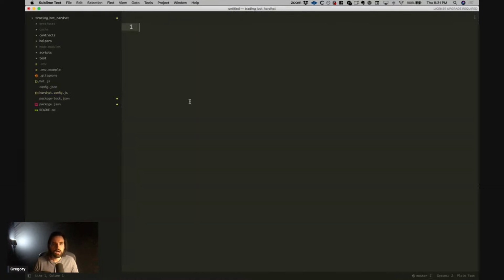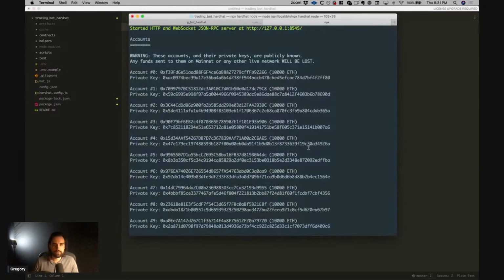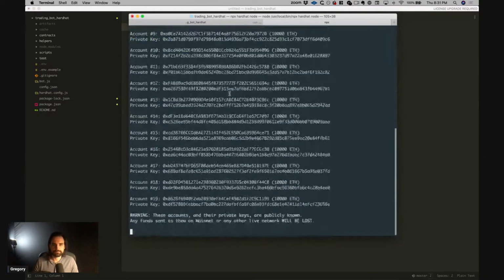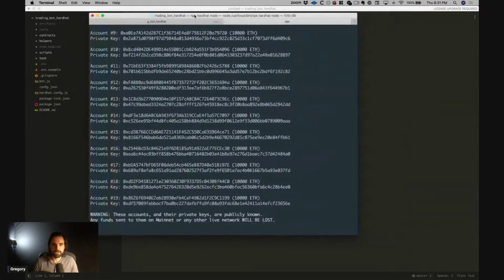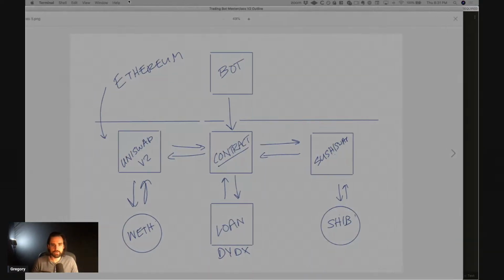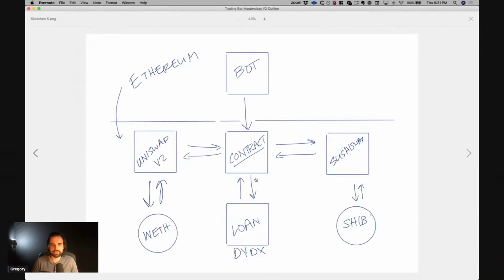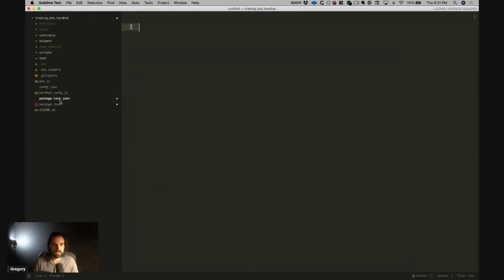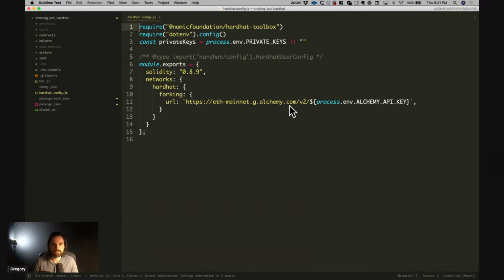So let's go ahead and we've got the blockchain running, okay? Now let's focus on this part of the equation, which is we've got the blockchain running, which is everything below this line. We've got access to Uniswap, SushiSwap, WETH, and SHIB because we forked the mainnet here. All right, we've got access to that.